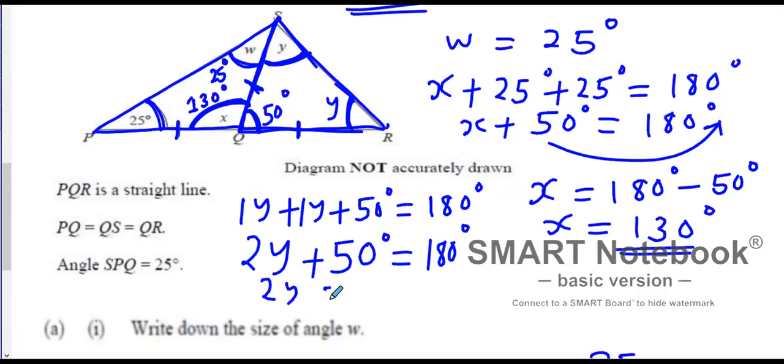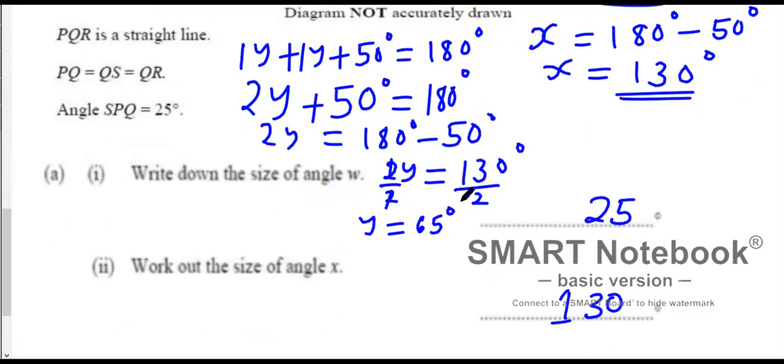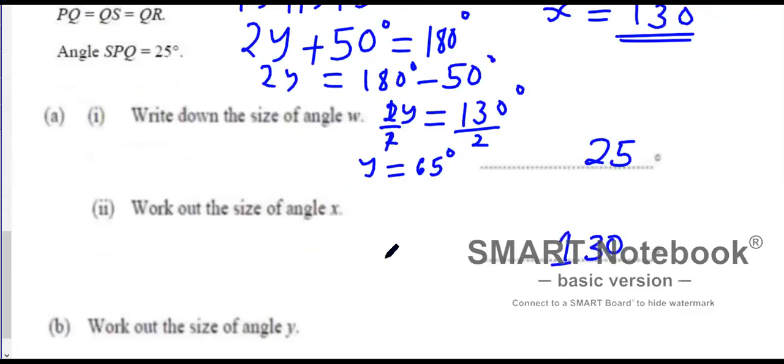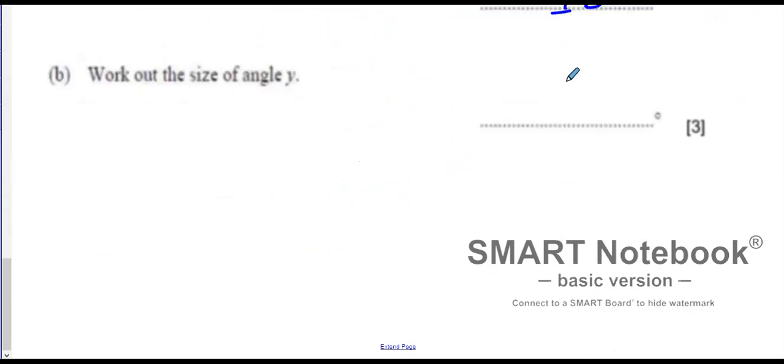2Y will be equal to 180 degrees minus 50 degrees. So 2Y equals 180 minus 50, which is 130 degrees. We need to divide by 2 to get the value of Y. Y will be equal to 65 degrees. So, work out the size of the angle marked Y: Y is 65 degrees.